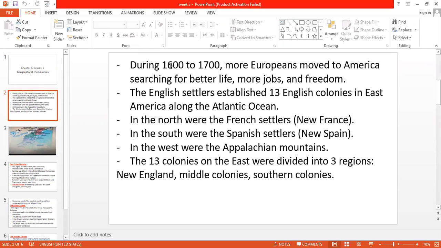Guys, during the period from 1600 to 1700, these 100 years, more Europeans moved to America searching for a better life, more jobs, and freedom. Okay, so the English settlers, you remember in the last lesson, took only the lands of Roanoke and Jamestown. But after that they took most of the lands along the Atlantic Ocean and they established 13 English colonies in East America along the Atlantic Ocean.